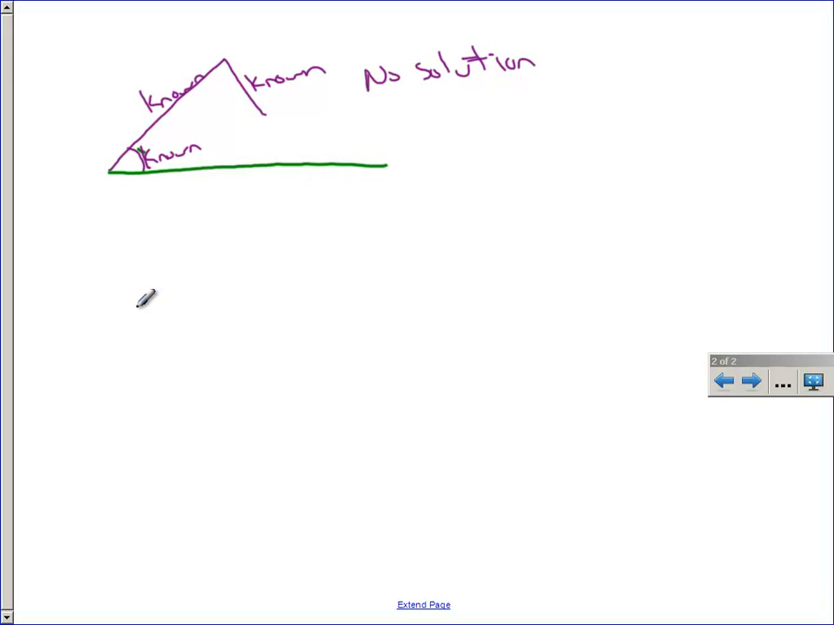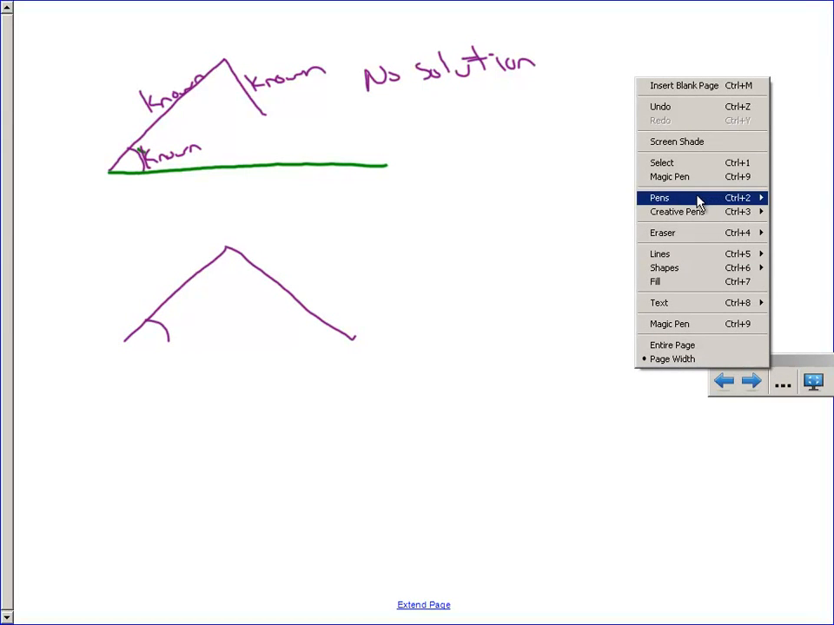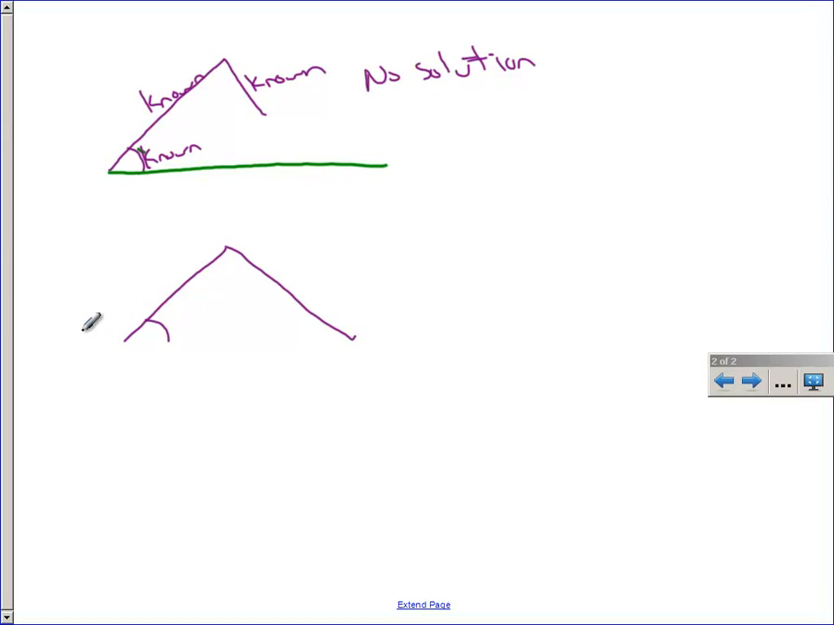Another thing that can happen, though, is you can have a known side length, and you can have a known angle, and you can have another known side length that works out to be perfect, and it actually completes a triangle. And so this one would be a one solution case.